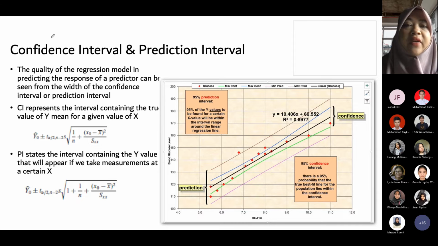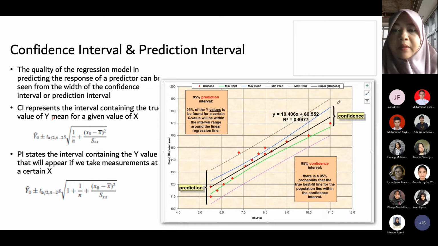And also here we have confidence intervals and also prediction intervals. So the confidence interval shows you the interval containing the true mean of y given a value of x. You have learned the confidence interval before, but if you want to apply it here, the red one is the experimental data, for example the hemoglobin and the blood glucose level. This is the experimental data, and this is the model, the black one.